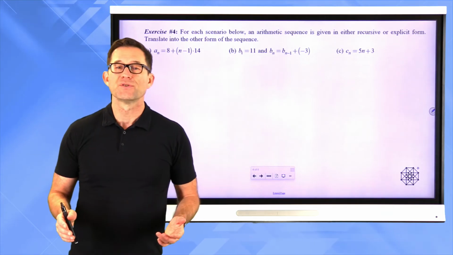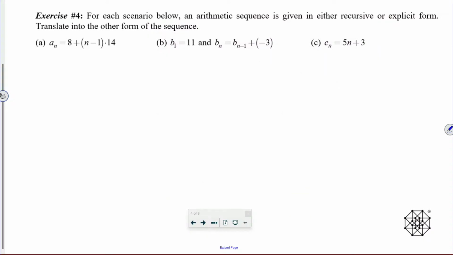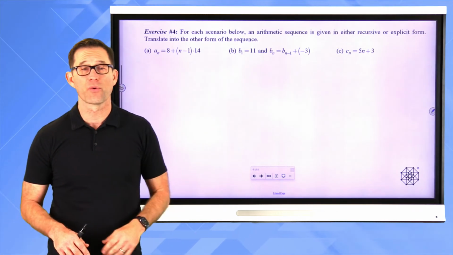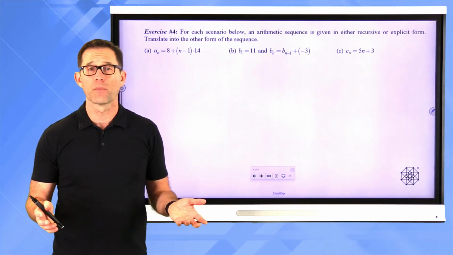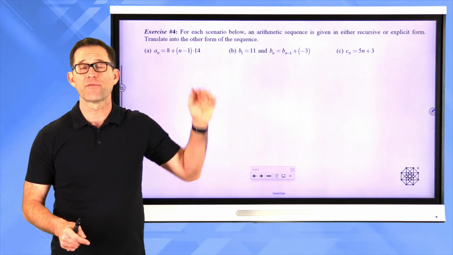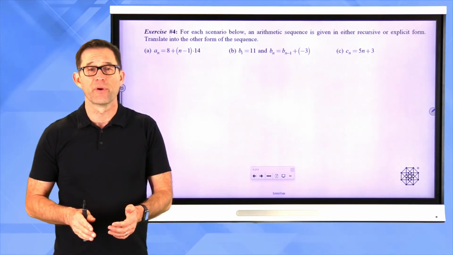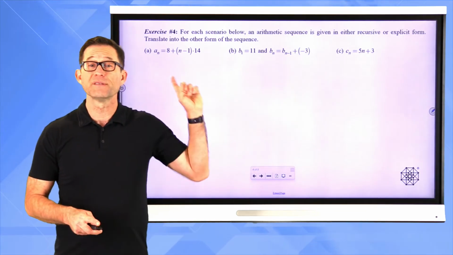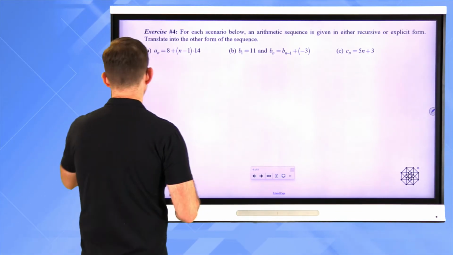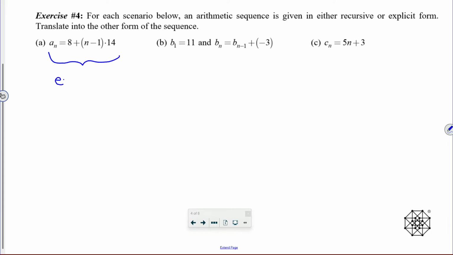All right, great. So let's take a look at letter A. A sub n equals 8 plus n minus 1 times 14. All right, so this is what's known as the explicit form. In other words, if I asked you what the 100th term was, you could just substitute 100 in for n and you could calculate it out, right? You wouldn't have to do it based on the previous element. But that's the point, right? This is the explicit formula. Let's actually write that down. That's the explicit. So what we want now is the recursive formula.